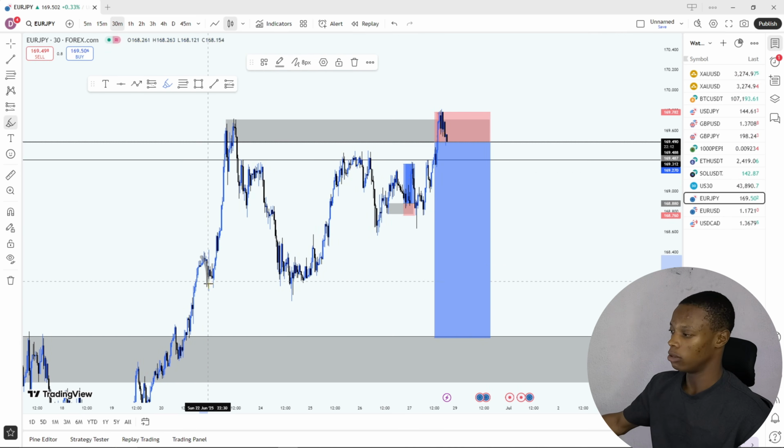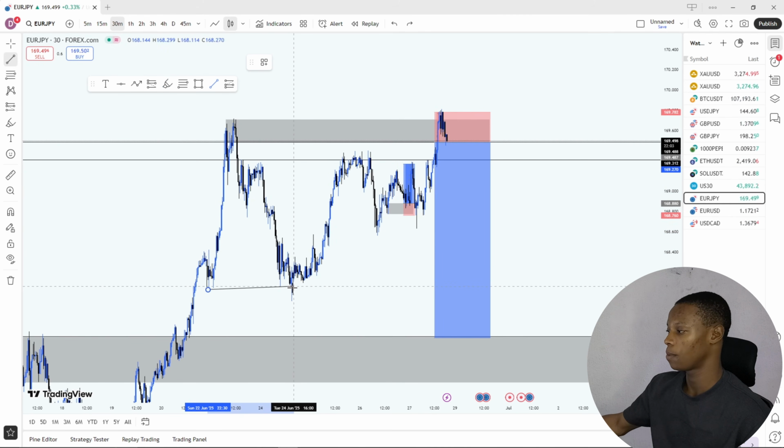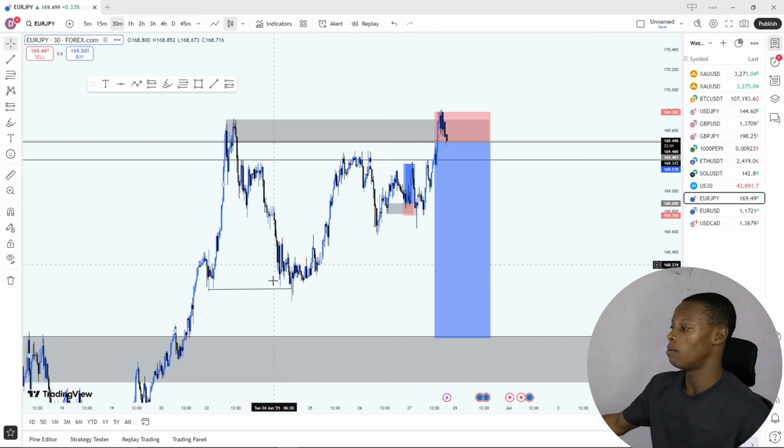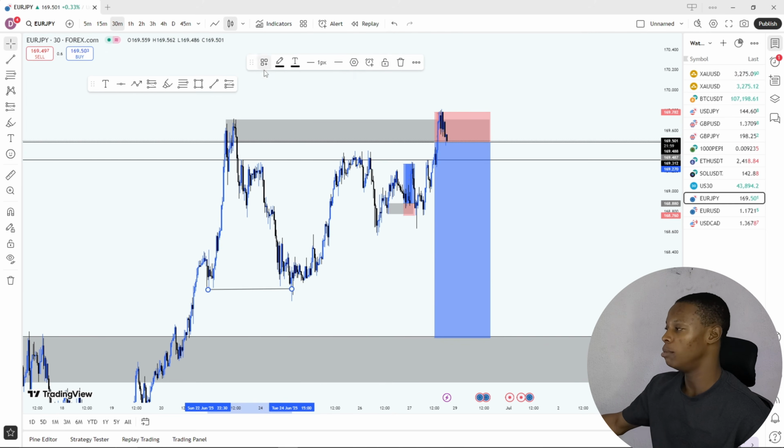This is a low where the price got to and started buying. There was liquidity below that very low. Take a look at what the price did. On coming back there, it took out that low first. What did the price just do? It took out the liquidity below that very low.